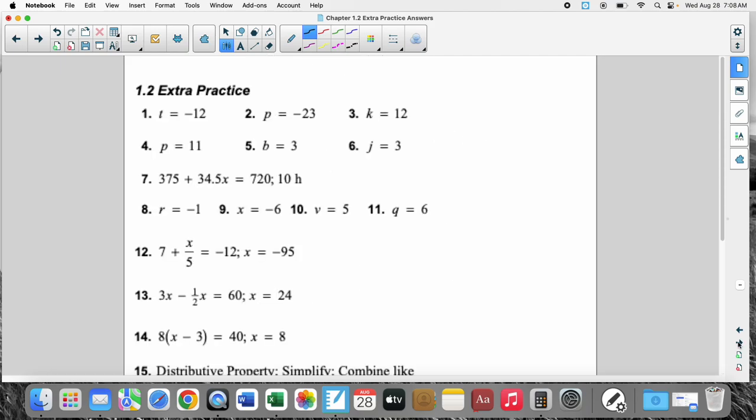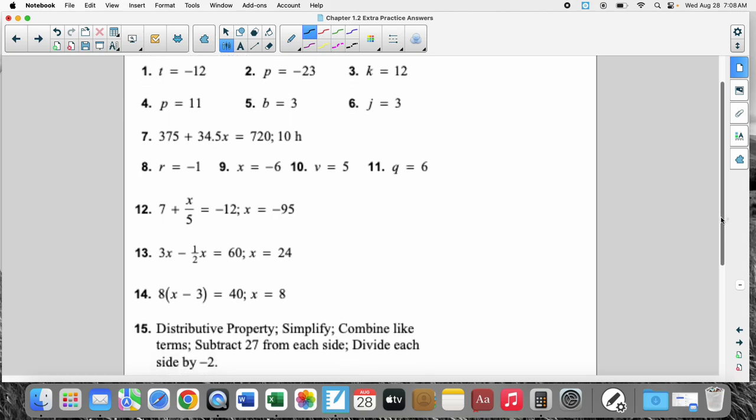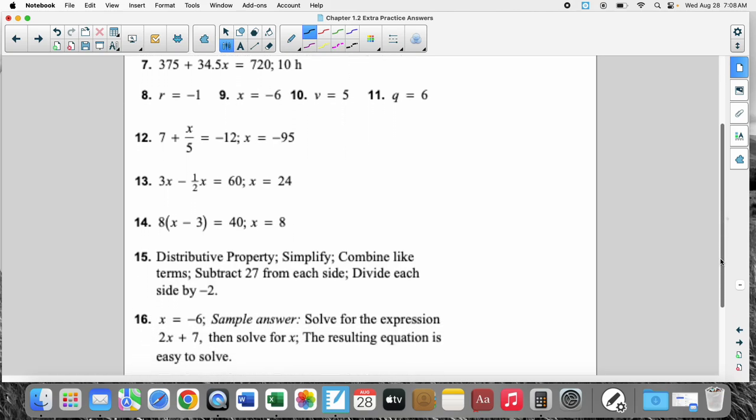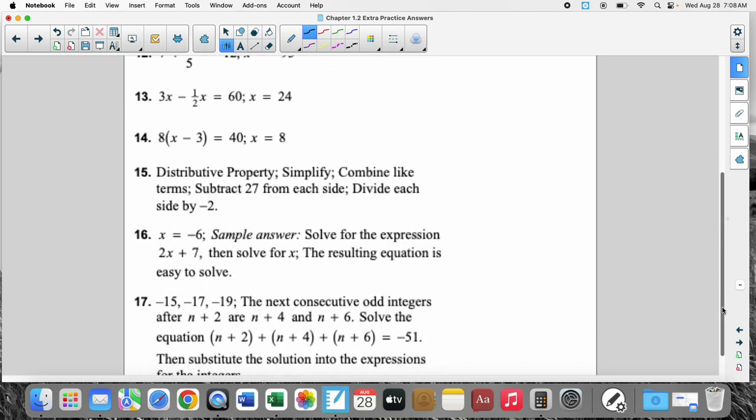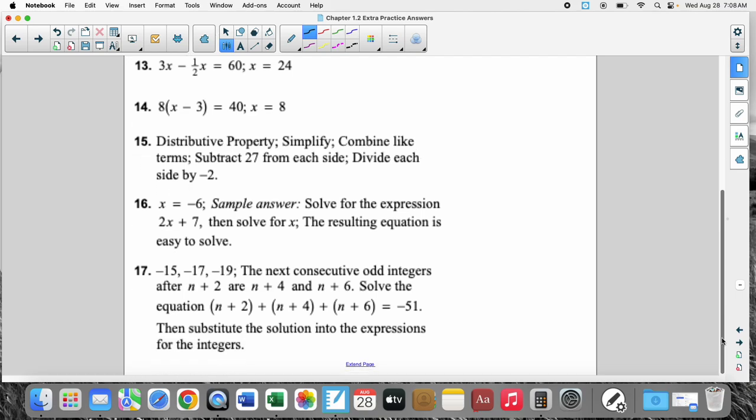All right, those are the solutions. Hopefully those coincide with all of the things that I have been showing you. Oh, that's interesting. N plus 2, N plus 4, N plus 6. That's interesting. I don't know why they would start off with N plus 2, but I like mine.